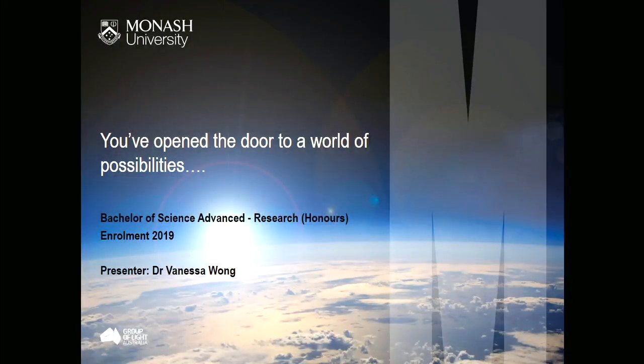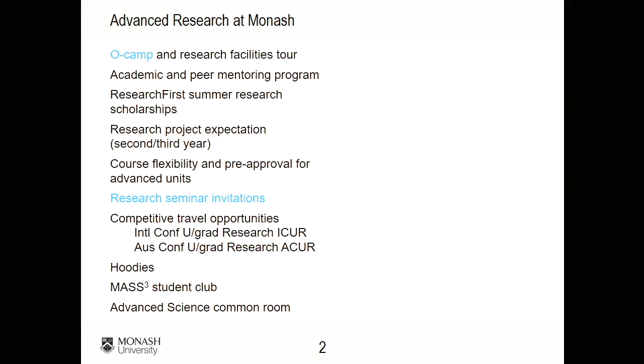So what I'm going to do today is give you a bit of an introduction to the Bachelor of Science Advanced Research course and an overview of some of the main things that you need to know in order to enrol and in terms of being familiar with your degree and your course. So to start off with, advanced research at Monash has a range of additional opportunities to what you would normally be offered through the straight Bachelor of Science course.